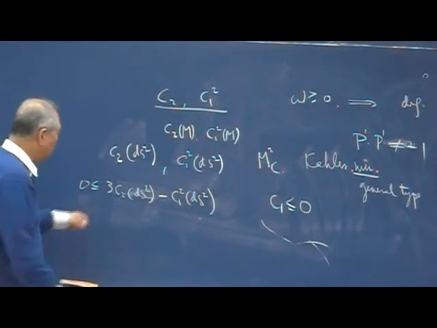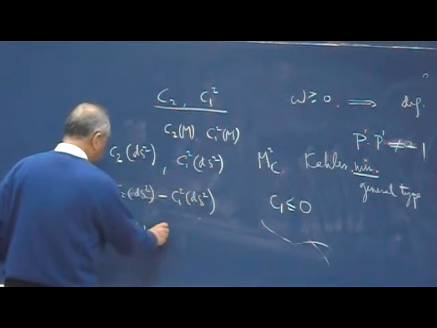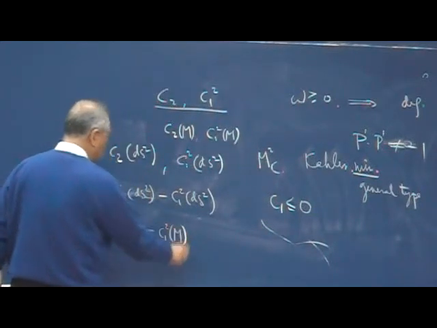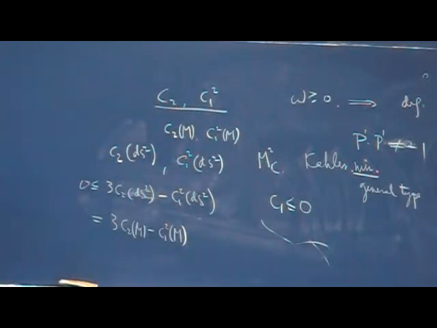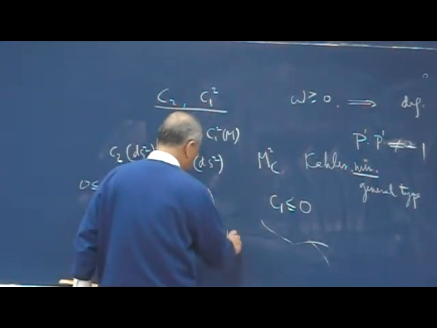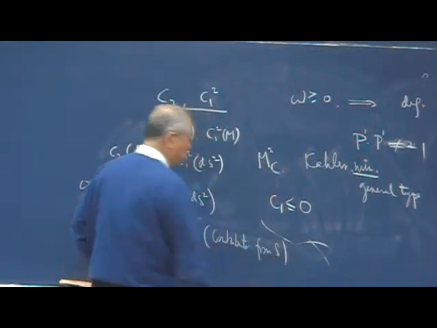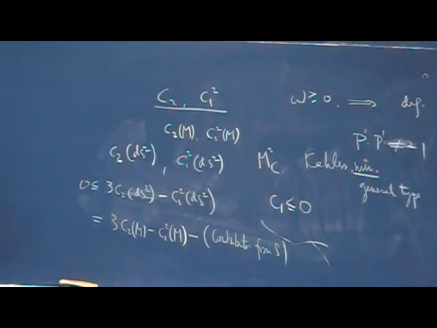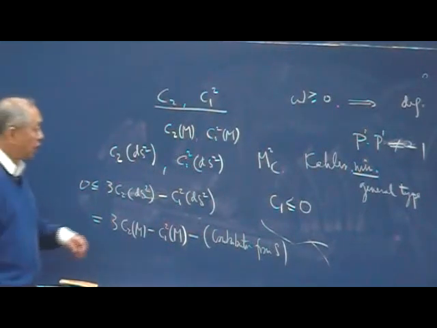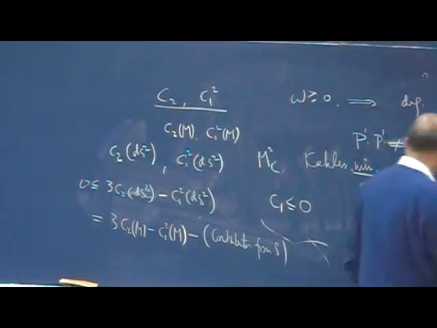If I take my input equation, this turns out to be equal to C2 of M minus C1 squared of M minus some positive contribution from S. We get this S general function. In this case, it's a bunch of P1.